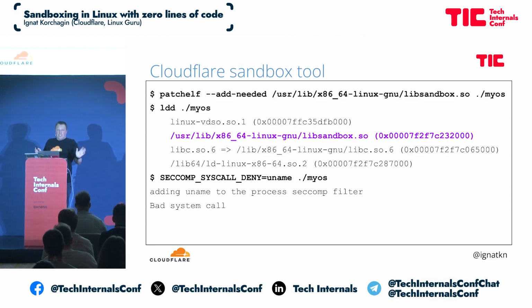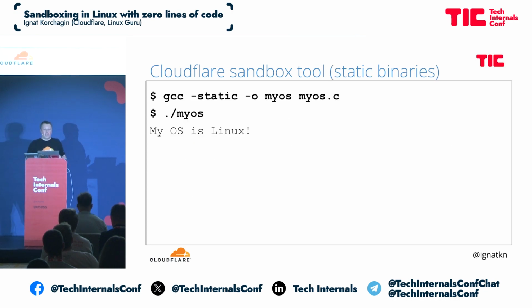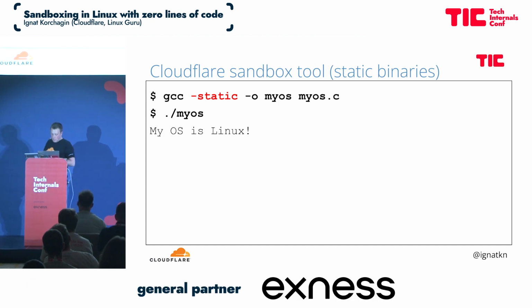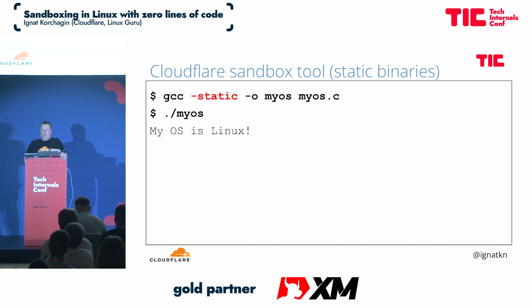So this is for dynamically linked applications. What about statically linked applications? If we recompile our application as a static binary, it still works, but you may discover that this trick doesn't work anymore. You probably can't add our library as a dependency because it's a static, self-contained application. There is no dynamic linker involved, and the library will never get loaded.